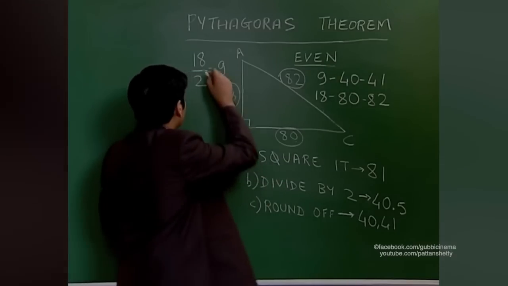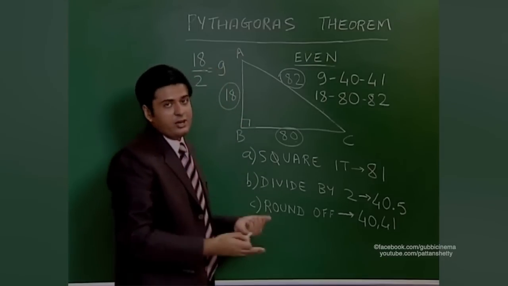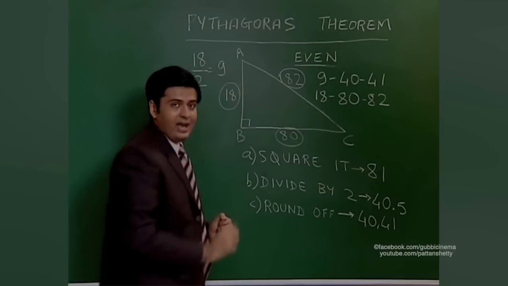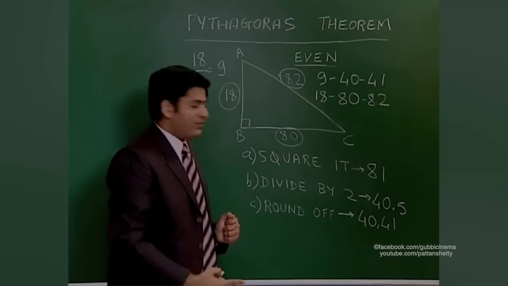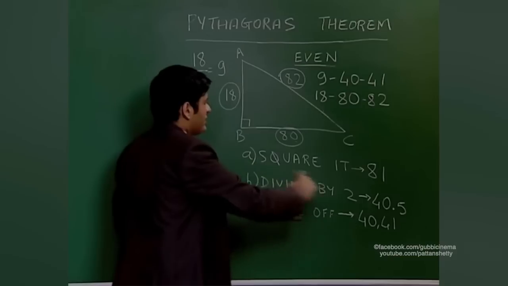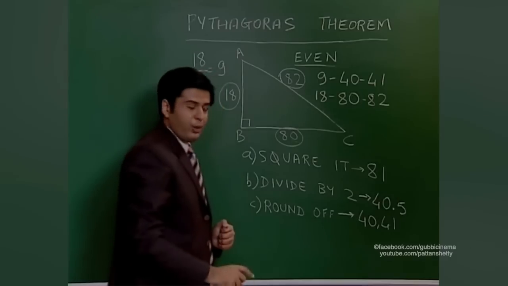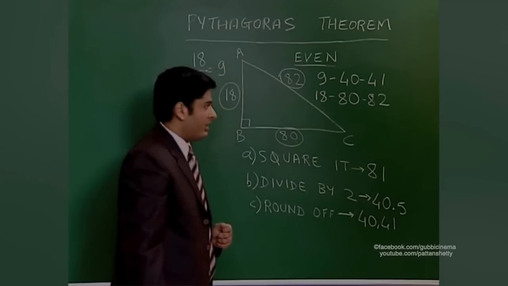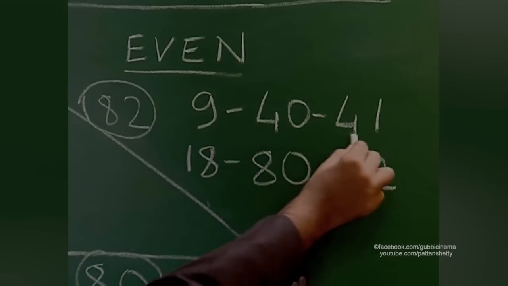So I was told 18 units. 18, if I divide by 1, it remains 18. If I divide 18 by 2, I get 9. 9 is an odd number, so I repeat all the steps that we have learnt. 9, when I square it, I get 81. 81 divided by 2 is 40.5. 40.5 rounded off is 40 and 41. So my triplet is 9, 40, 41.